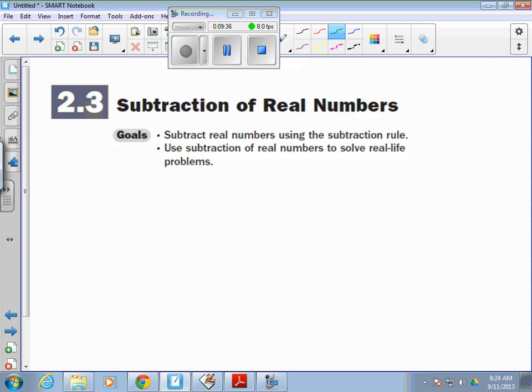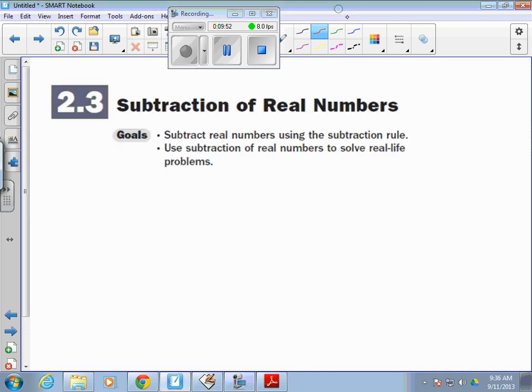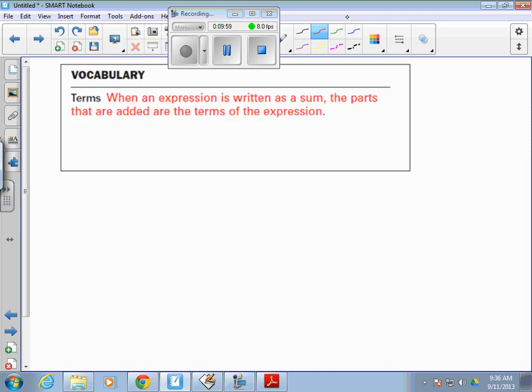Section 2.3 is subtraction of real numbers. Subtracting real numbers using the subtraction rule, and we're solving real life problems. Terms are an expression written as a sum. The parts that are added are terms of the expression. 2.3, subtraction of real numbers. We're using the subtraction rule. We're going to use it in real life problems.